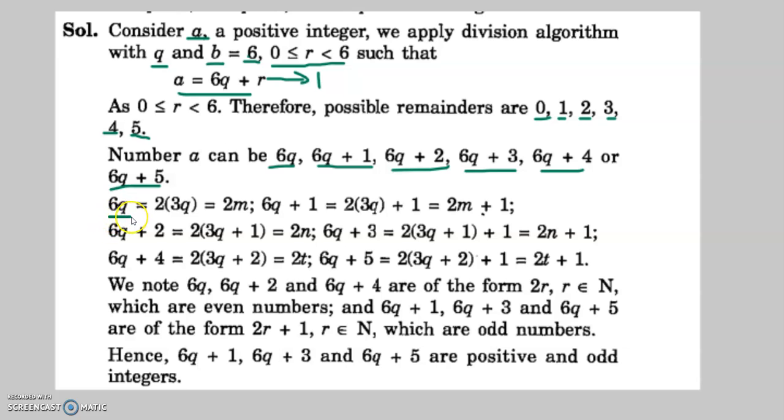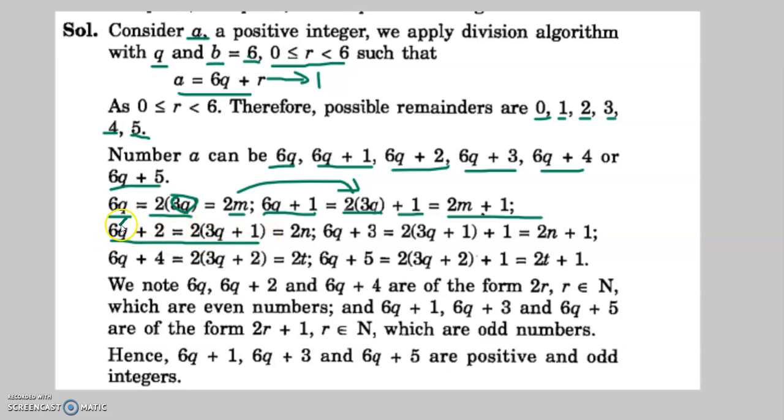Next, 6q. I am writing this term as 2 into 3q. This 3q, I am considering it to be some integer m. So it becomes 2 into m, that is 2m. As per the previous step, 6q plus 1 becomes 2 into 3q plus 1. As we derived here, 2 into 3q becomes 2m. Therefore, 2m plus 1.